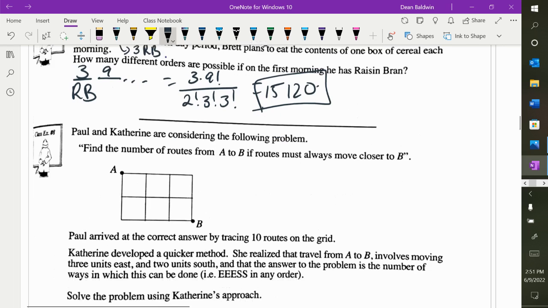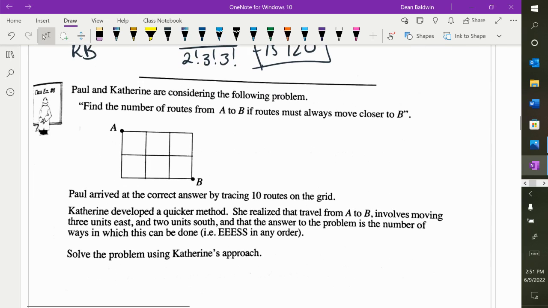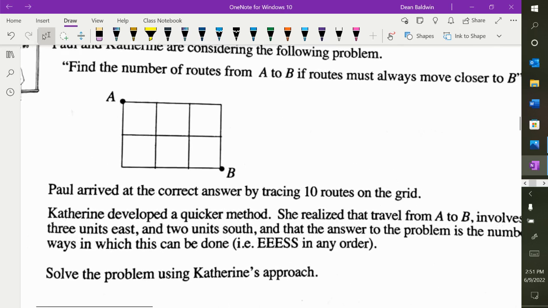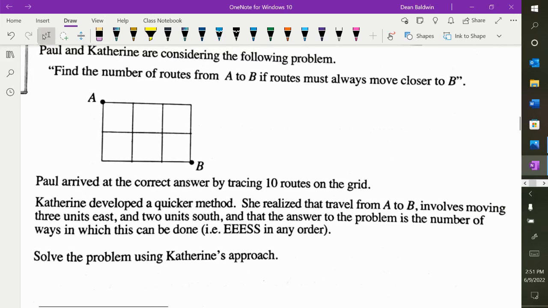All right, last question. Here we go. You have to go from A to B. We're going to do more complicated ones of these later on. These are actually kind of fun. Now, you can only move towards B. You cannot move backwards. So in other words, you have to always be moving to the right and down. How you do that is up to you.